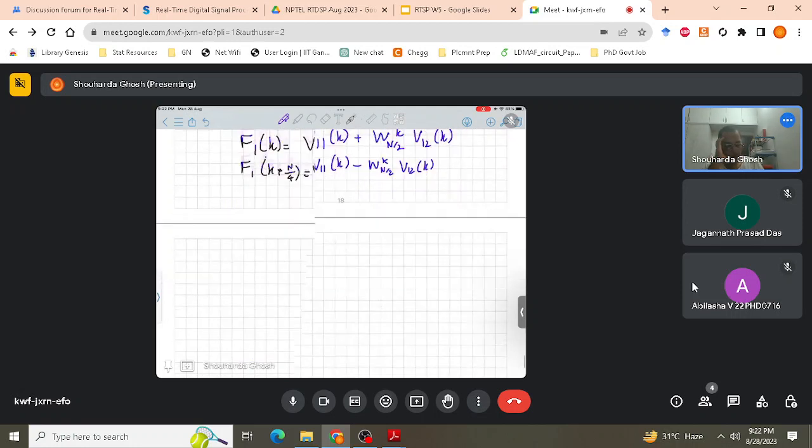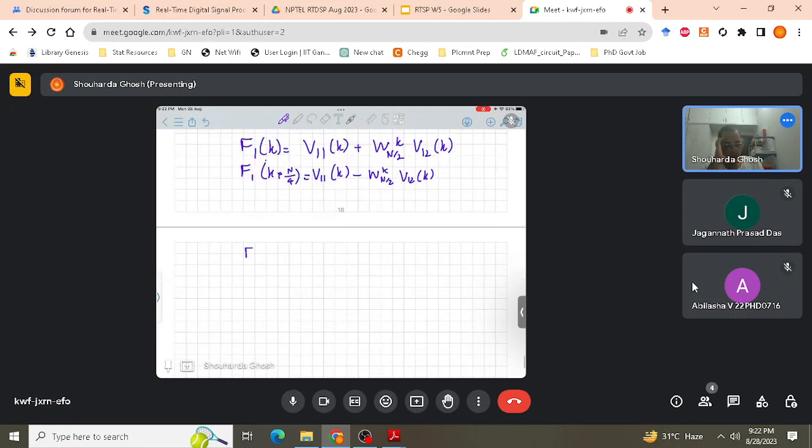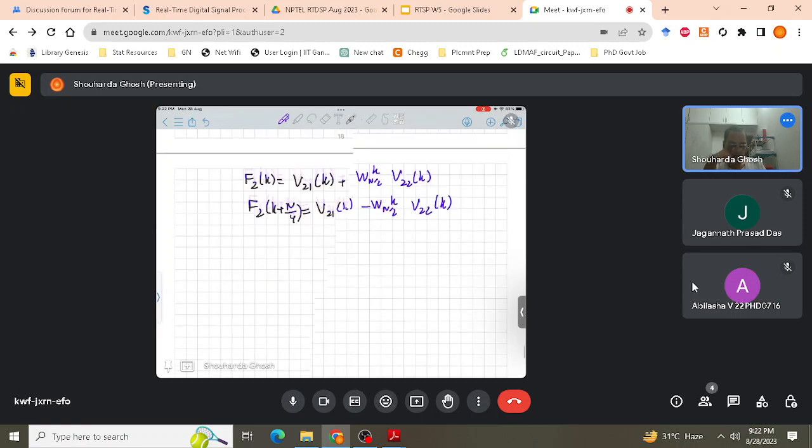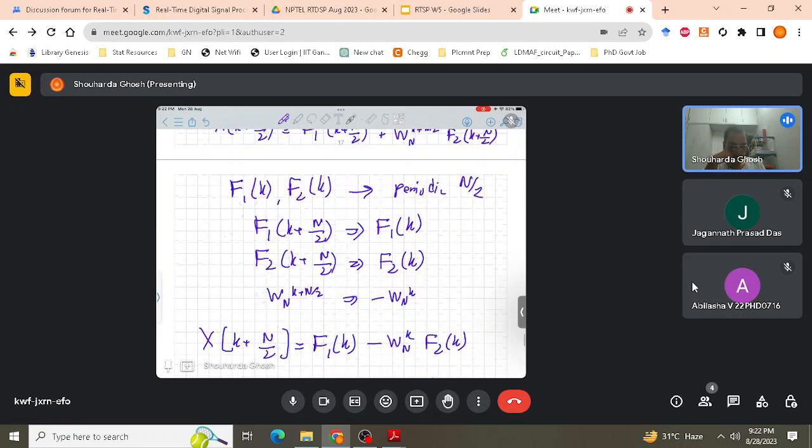Similarly, we can write F2 of k is V21 of k plus W of N by 2 of k V22 of k, and F2 of k plus N upon 4 is V21 of k minus W of N upon 2 of k V22 of k. Okay, now let's try to first draw this.